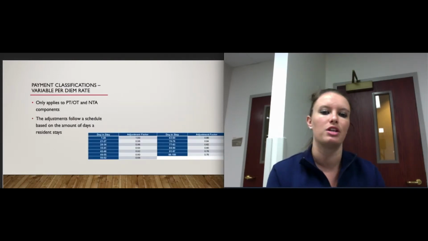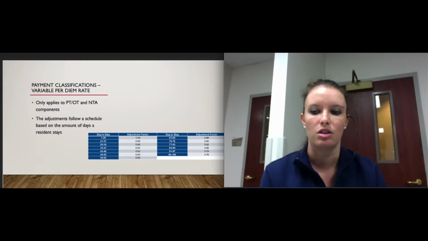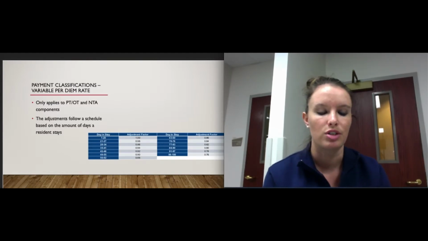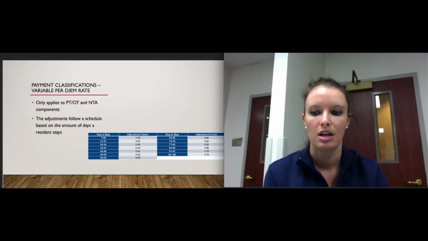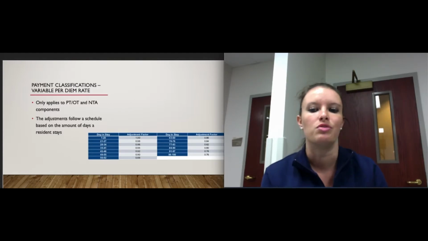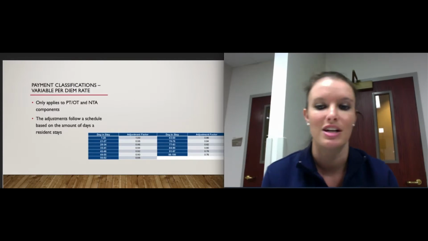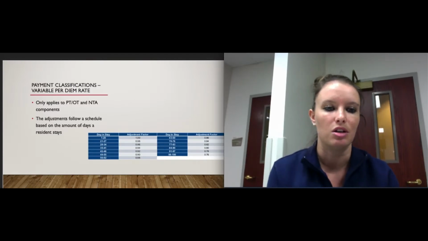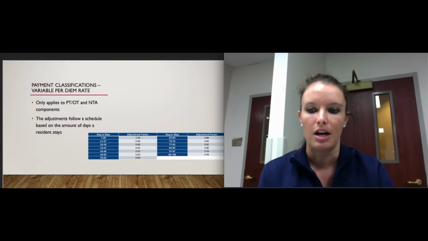The variable per diem rate is also new under PDPM. CMS said that constant per diem rates do not accurately reflect changes in resource utilization throughout a resident's stay, and may actually allocate too few resources for providers at the beginning of stays. So after looking at utilization records, they determined that PT/OT costs actually decline.